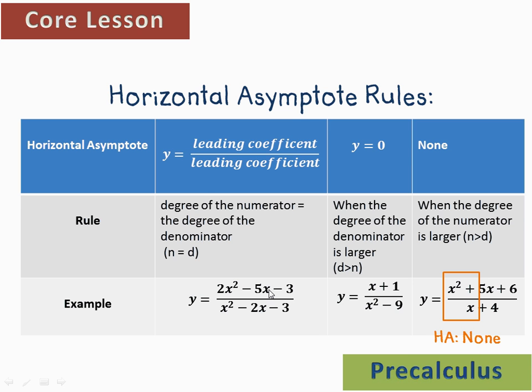So you've got 3 cases. You could have y equals some number as a horizontal asymptote, and that happens when the degrees are equal. You could have y equals 0, and that happens when the denominator's degree is bigger. Or you could not have any horizontal asymptote at all, and that's when the numerator's degree is larger.